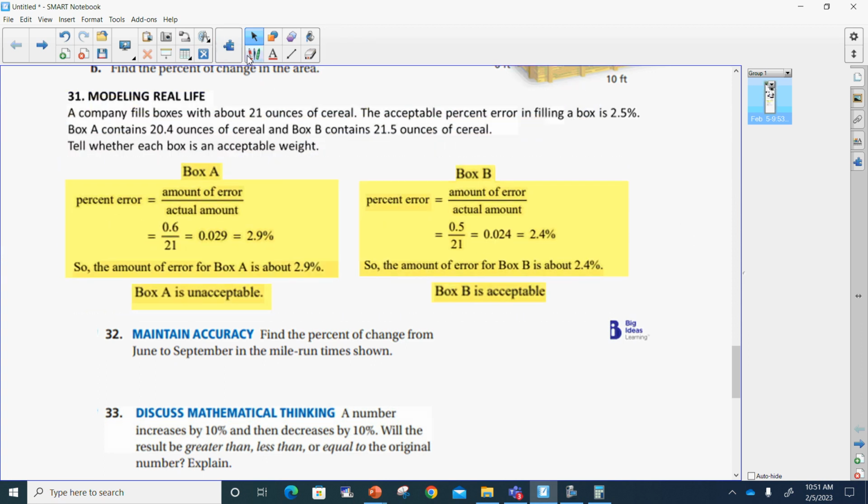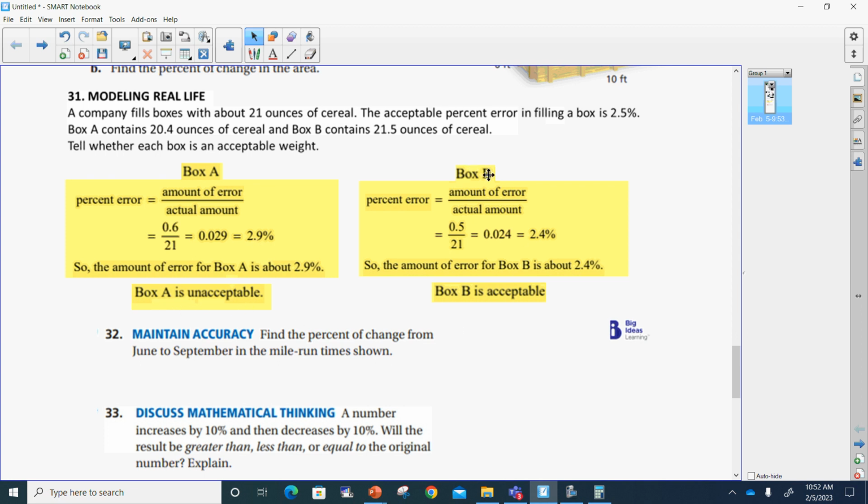We see here that we have box A. Remember, we're going by the percent of error, right? We know that we want them to be 21, so we're taking 21 in the first box and minusing 20.4. That's going to be a difference of 0.6. And remember, the actual box should weigh 21. So it's 0.6 divided by 21, which gives us 0.029 when I move that decimal 2 places. That's a 2.9% error, and the only acceptable error is 2.5. So that's too much. Box A is unacceptable.